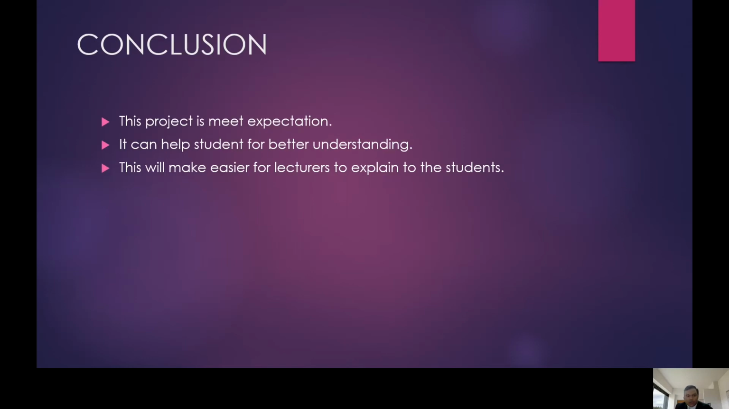Okay, the last one for the conclusion is this will make it easier for lecturers to explain to the student. Hopefully, this mockup will be practical for students in acquiring knowledge for the piston engine subject.